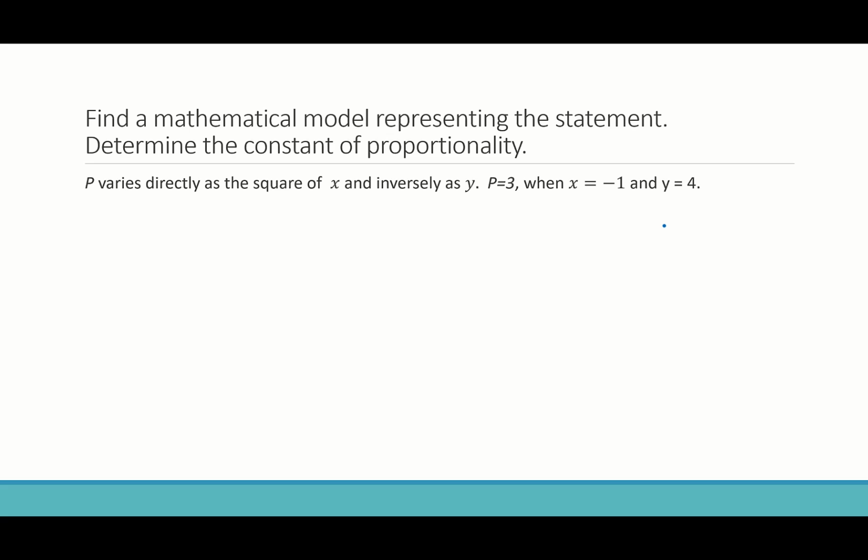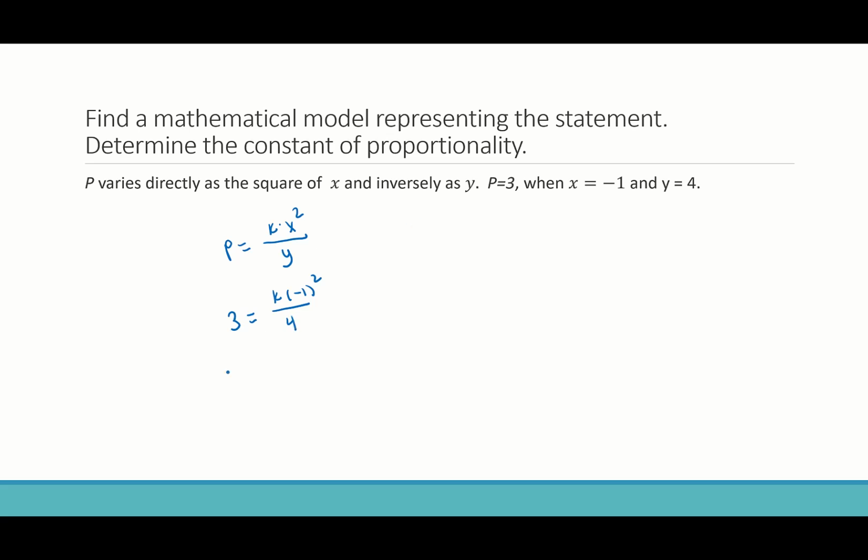In our next example, we have p varies directly as the square of x and inversely with y. Okay, so this one we're going to say p equals directly, so we're going to have k times x squared, and inversely with y, we'll put a y in the denominator. And now we need to figure out first what k is, and then we'll set up the model itself. We're told that p is 3 when x is -1 and y is 4.